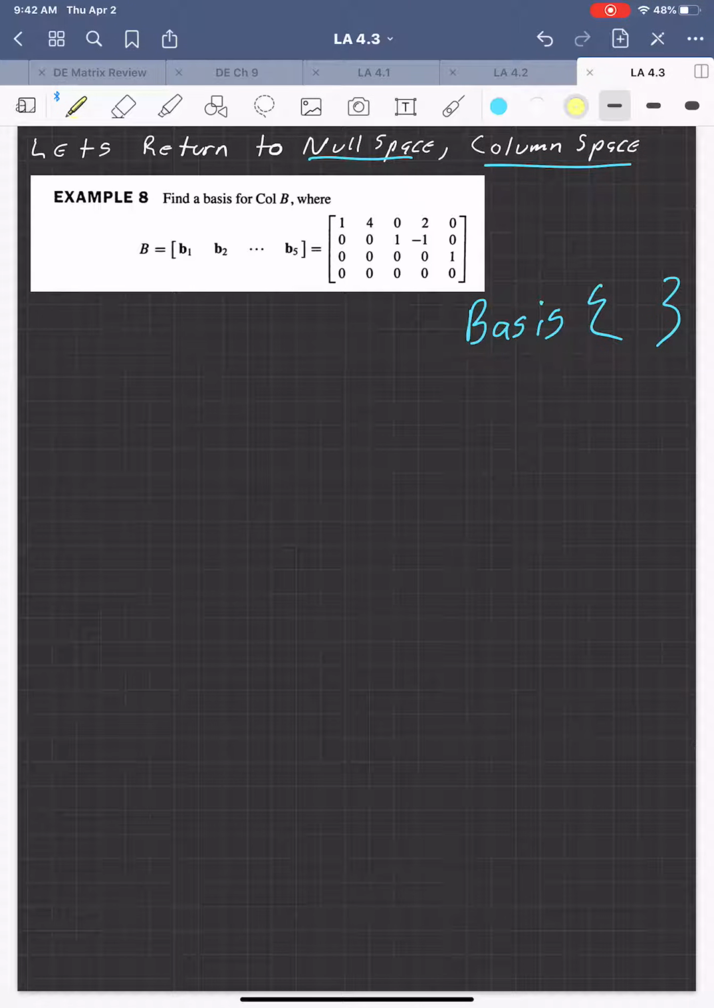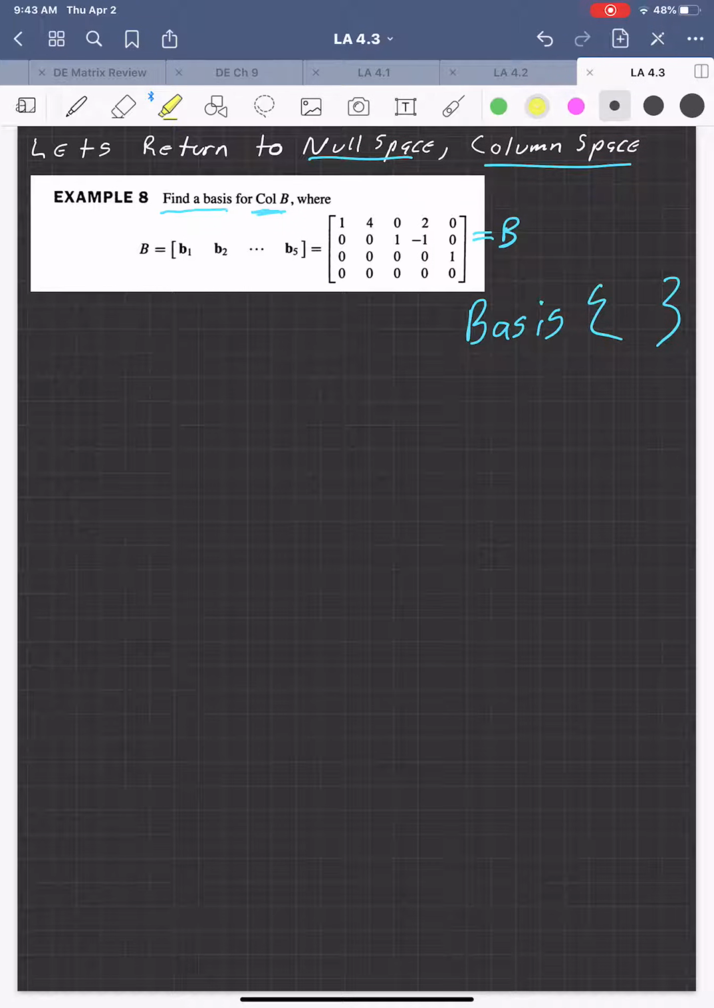So let's go ahead and answer example 8. We are asked to find a basis for, do you remember this? This is the column space of B. Now, what is B? Well, here is matrix B right here. So find the basis for a column space. All right, let's do this. It's actually very easy to find a basis for a column space. Very, very easy.